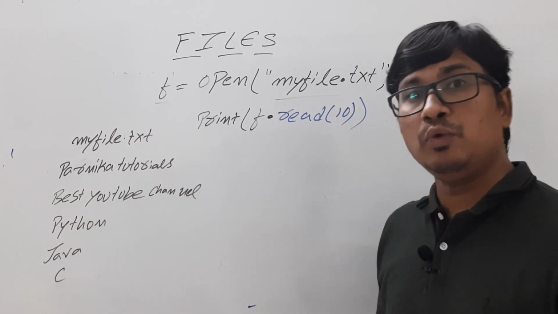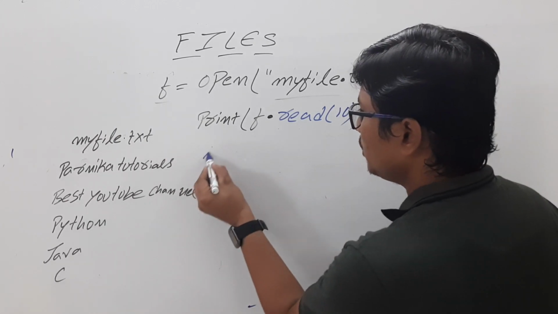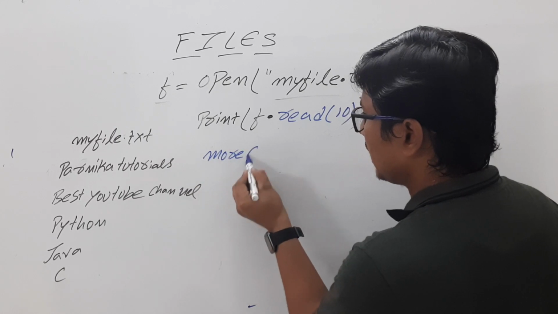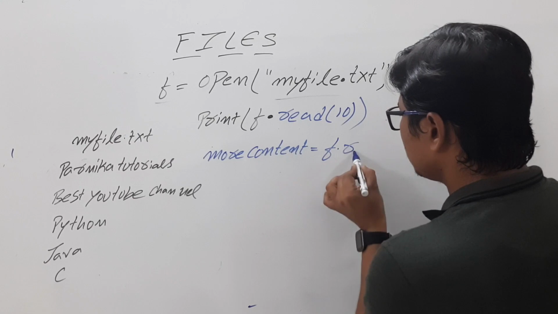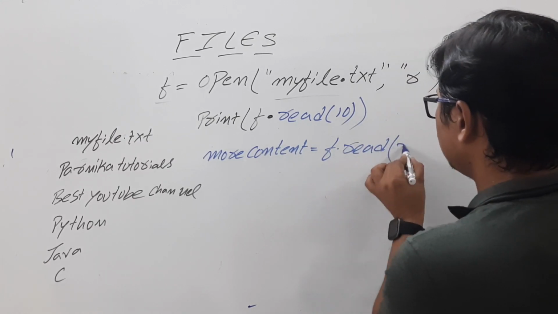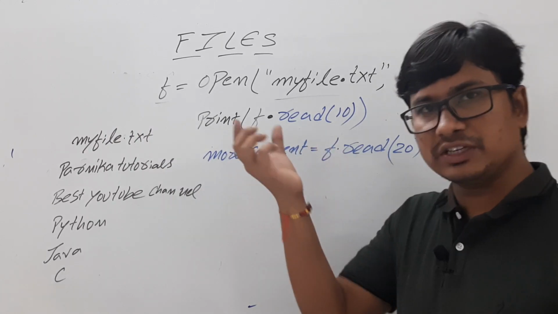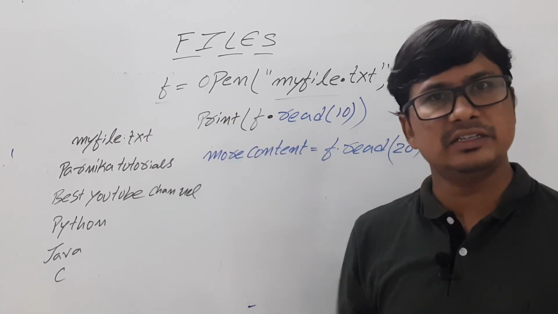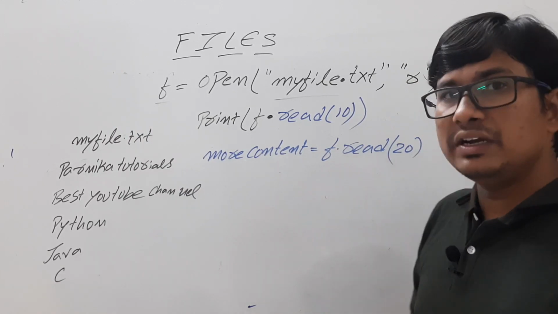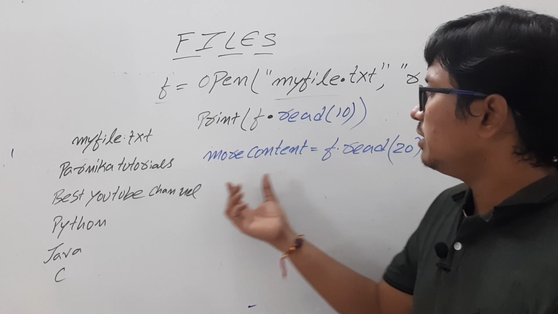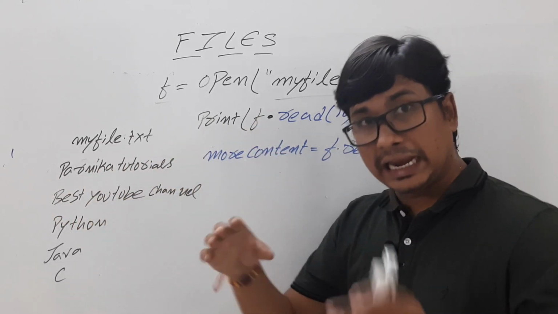Now let's take that I want to read a few more characters. Then what you can do is write more content equal to f.read(20). The meaning here is that first you are reading the first 10 characters and displaying them. That is absolutely fine. Then you want to read the next 20 characters.